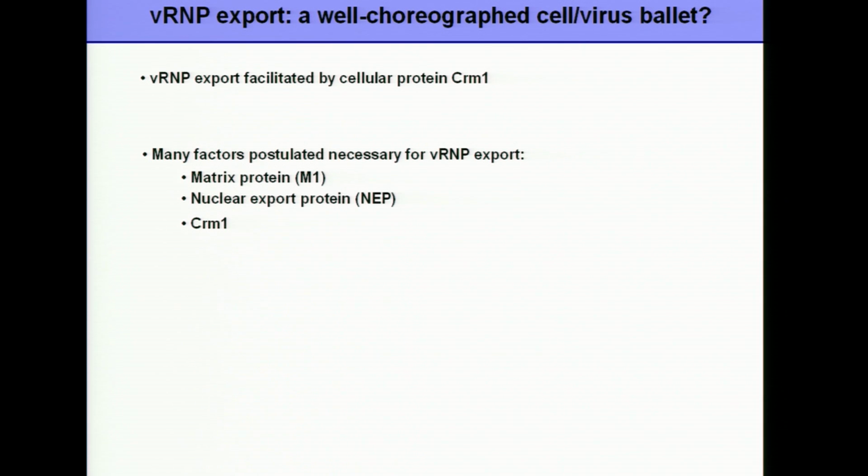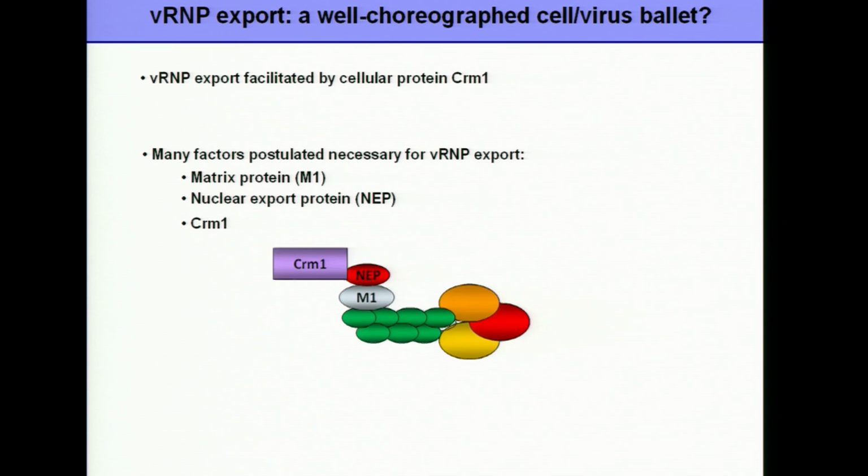And when we started, the hypothetical model of how this export would take place was simply that all of these factors would latch onto the vRNP, and that this complex would then be exported to the cytoplasm. However, there are two slight problems. This complex had never actually been demonstrated in any physical form, either in vitro or from cell culture. And there's quite a bit of controversy about whether these different factors were in fact necessary.